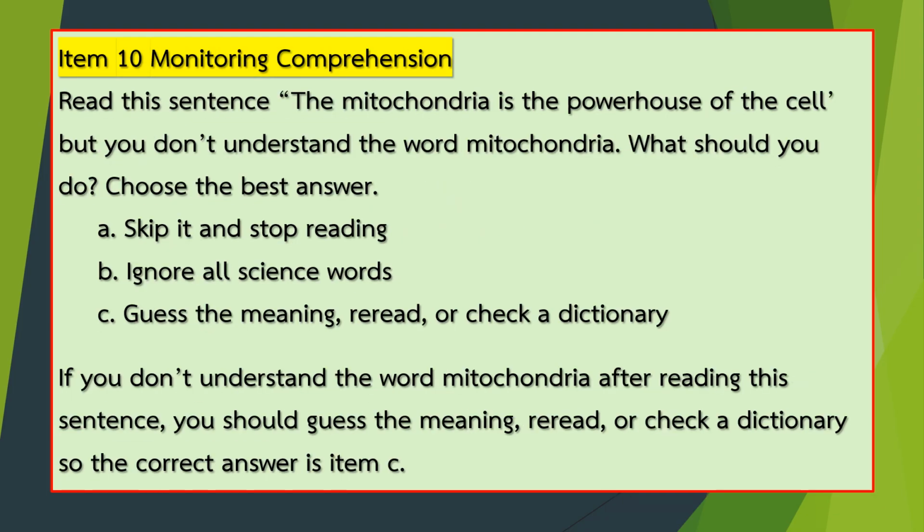Item 10. Monitoring comprehension. Read this sentence. The mitochondria is the powerhouse of the cell. But you don't understand the word mitochondria. What should you do? Choose the best answer. A. Skip it and stop reading. B. Ignore all science words. C. Guess the meaning, reread, or check a dictionary. If you don't understand the word mitochondria after reading this sentence, you should guess the meaning, reread, or check a dictionary. So the correct answer is item C.